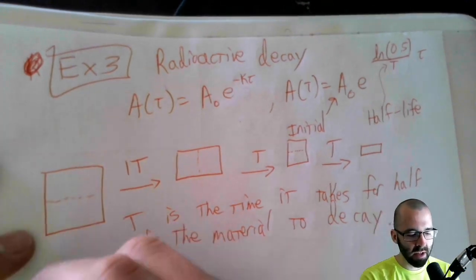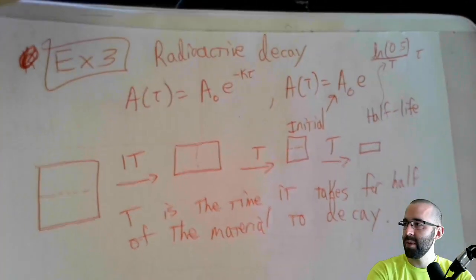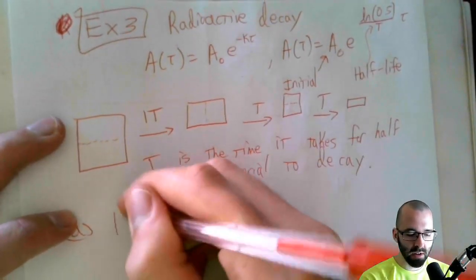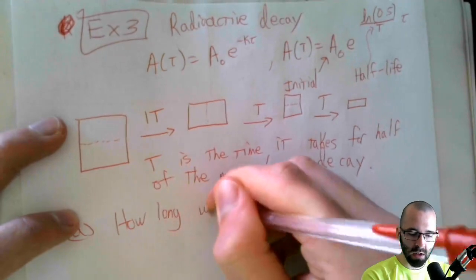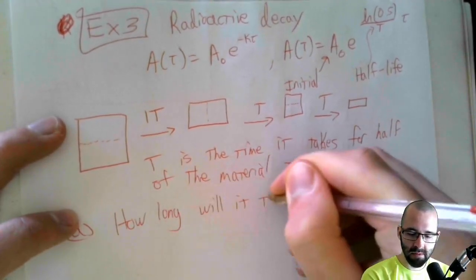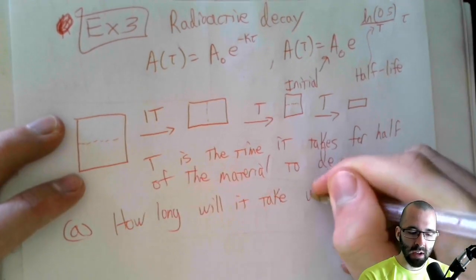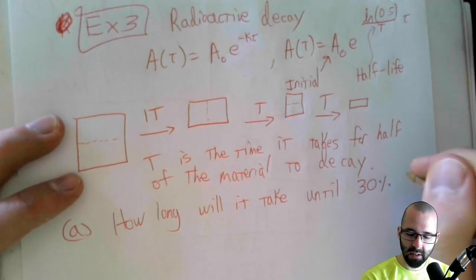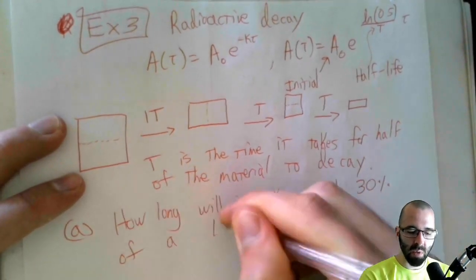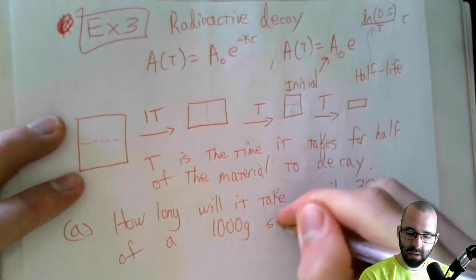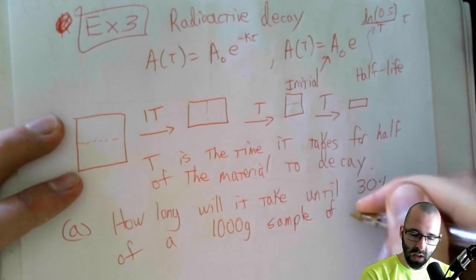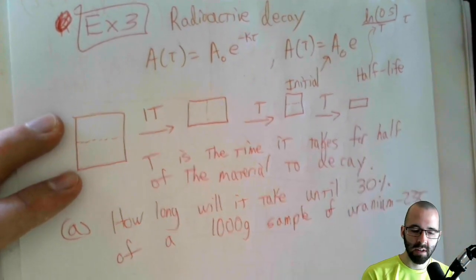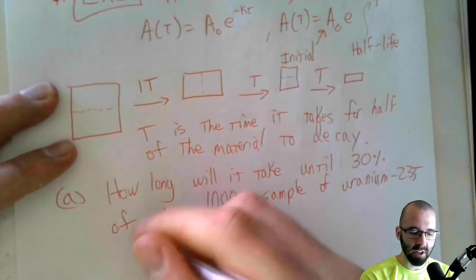Okay. So what do we have? We have a question. Example 3, part A. Let's zoom out a little bit. Part A. How long will it take until 30% of a 1,000 gram sample of uranium-235 to decay?